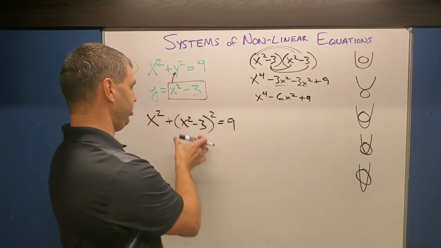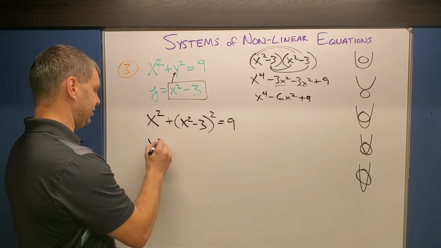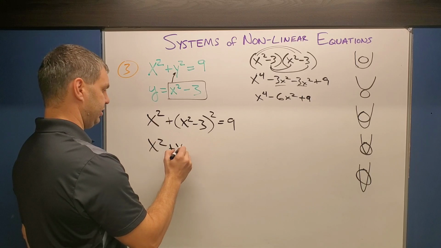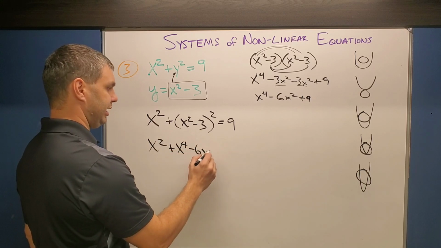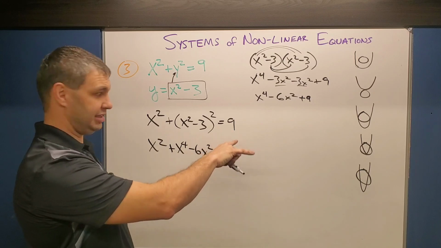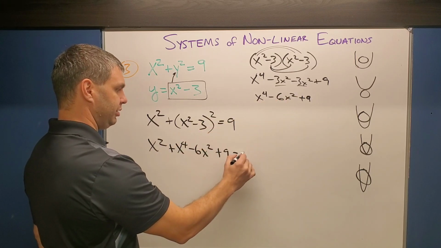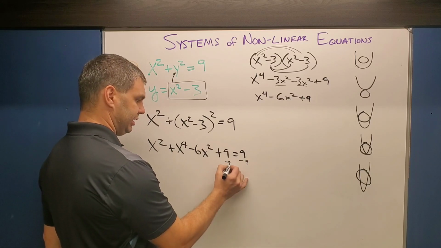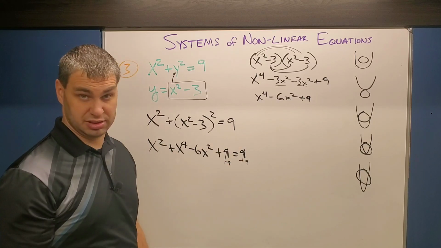And so that's what I'm going to put in instead. I'm going to say x squared, and then instead of this chunk, I'm going to rewrite it with this, plus x to the 4th minus 6x squared plus 9. Now, I still have this equals 9. This is a different 9 from over there. So equals 9. And if I were to subtract this over, minus 9, both of those are going to cancel, which is kind of nice.